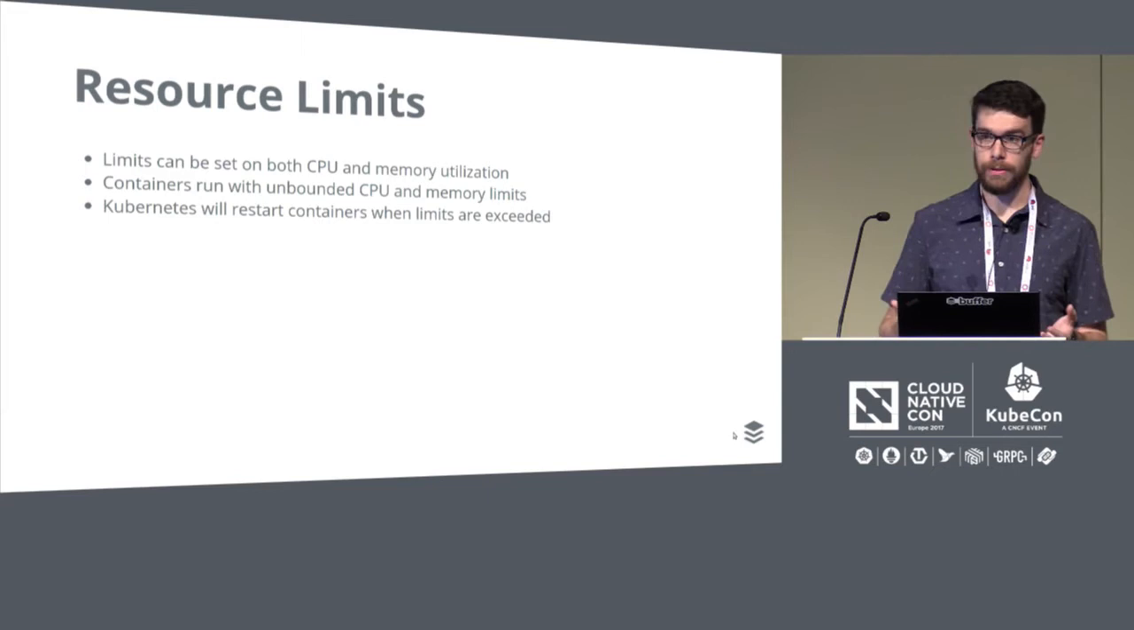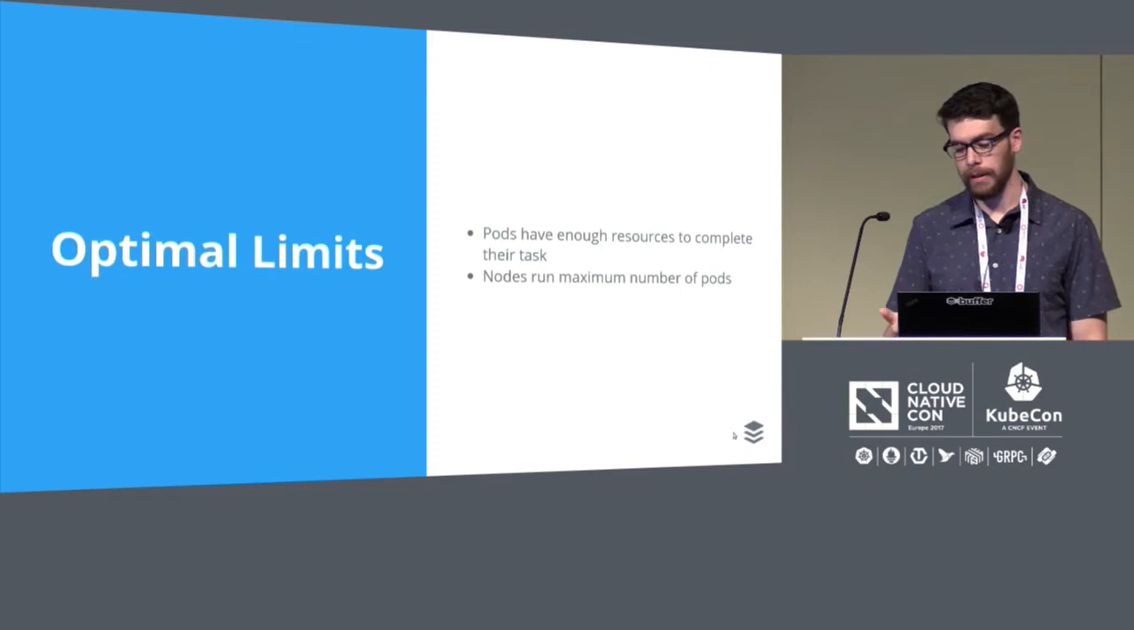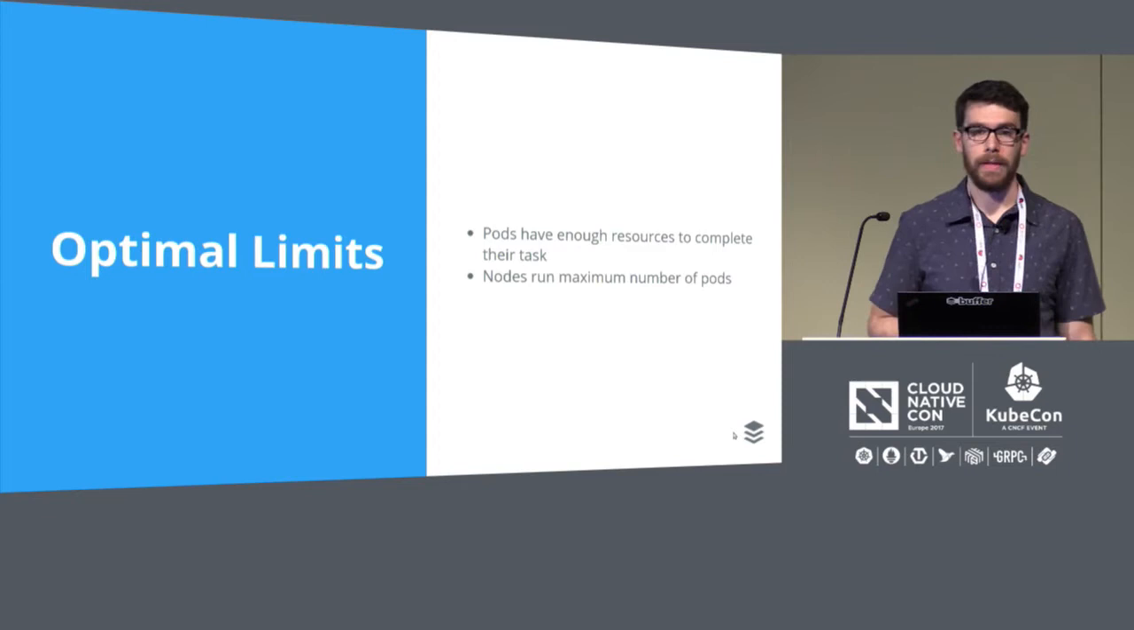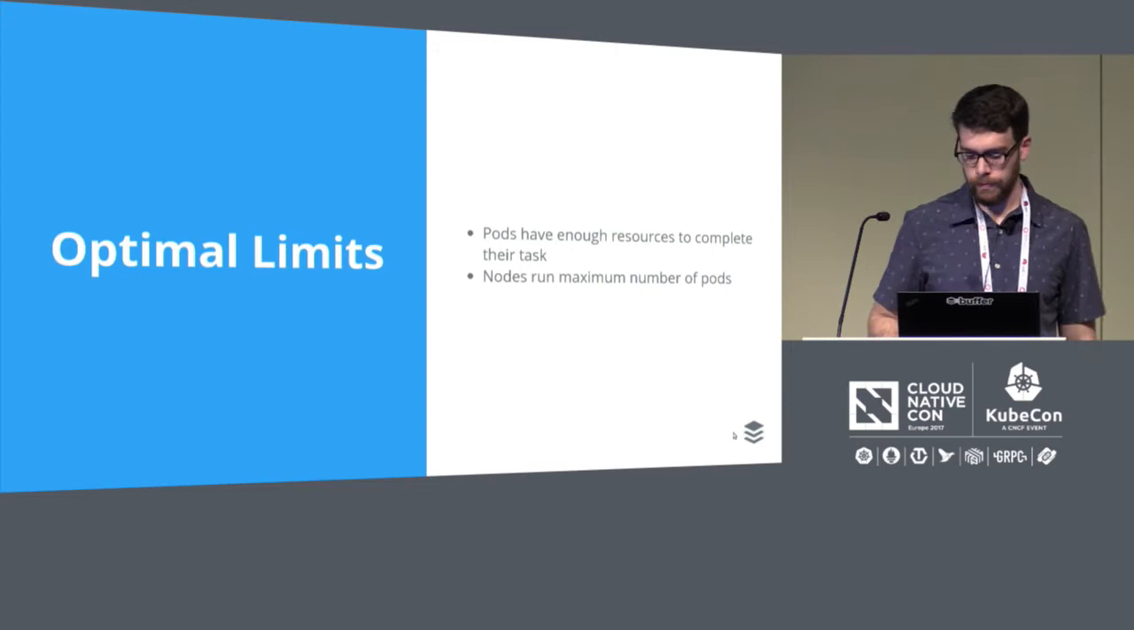So how do we go about actually setting these things? It's helpful to discuss what optimal limits actually look like. This means that pods have enough resources to complete whatever task they're given, whether that's HTTP or maybe a worker doing work on a queue. And also, each of the nodes can run the maximum number of pods, so there's no waste.